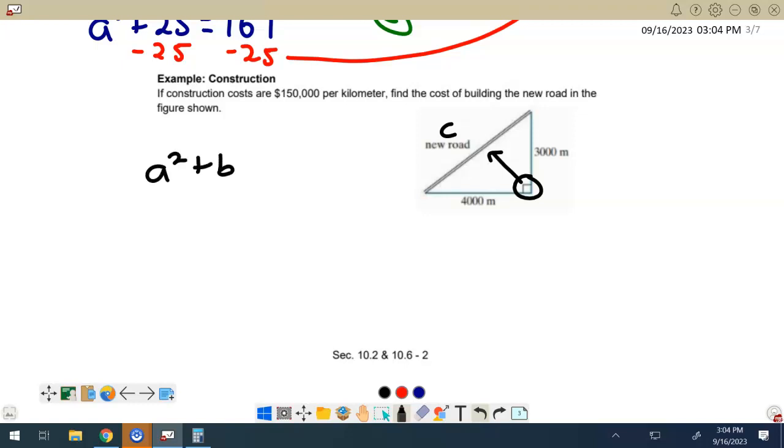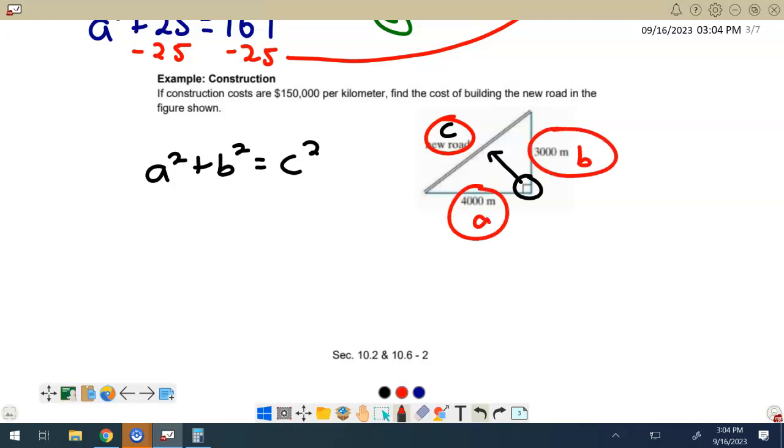A squared plus B squared equals C squared. So what I'm looking for is C. A and B, it doesn't matter which one's which. I'll just call the bottom one A like I did before, and the side one over here B. So I'll plug those numbers in for A and B. So I'll have 4,000, which is a pretty big number, squared, which is going to make it even bigger, plus B, which is 3,000 squared, and that's going to equal C squared.